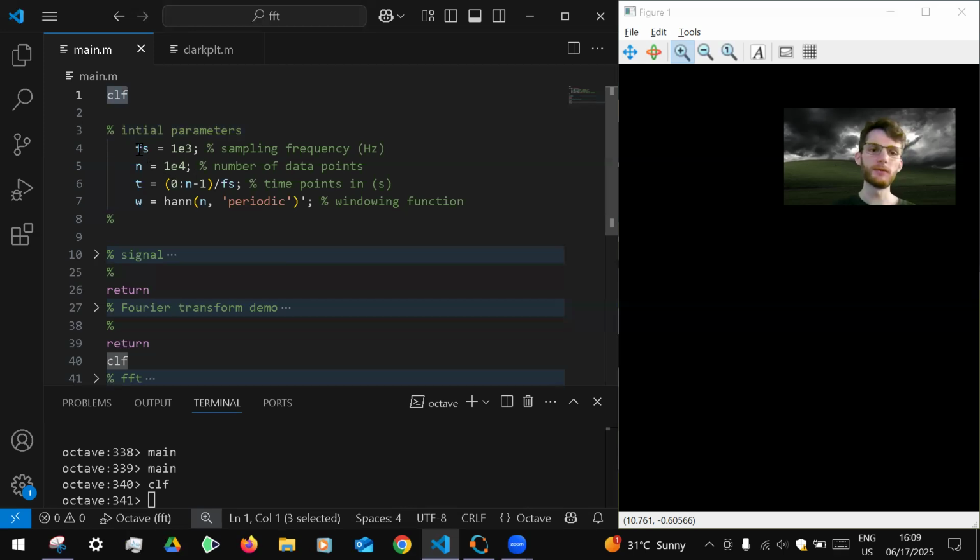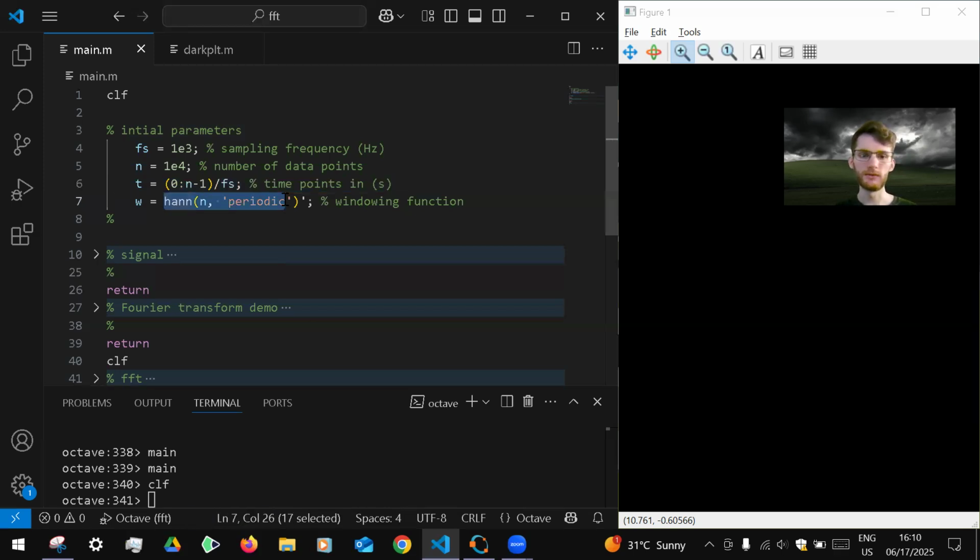So I want the sampling frequency to be 1000 hertz or 1 kilohertz, which means that I want 1000 data points per second. Then I want n to be 10,000, which means I want 10,000 data points. Based on this information, I have defined my time vector or time points starting from 0, and with the sampling frequency and number of data points, I'm going to have 10,000 data points, 1000 data points per second, which means I'm going to have an interval of 10 seconds.